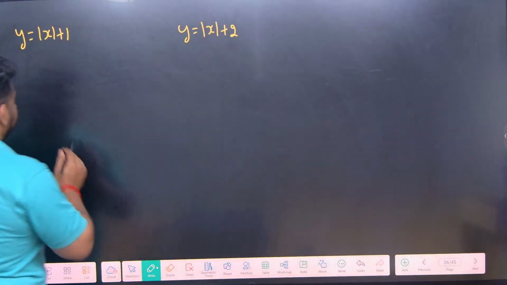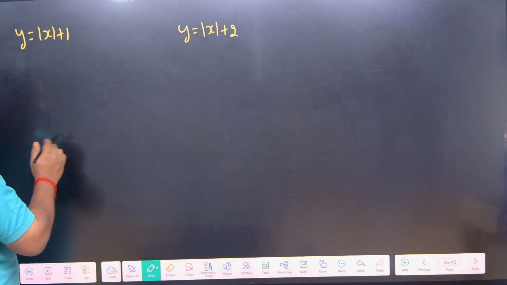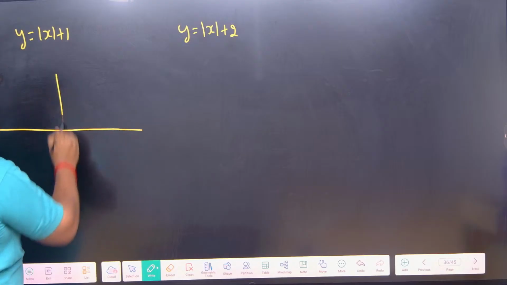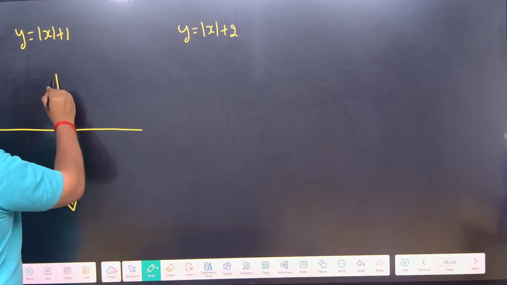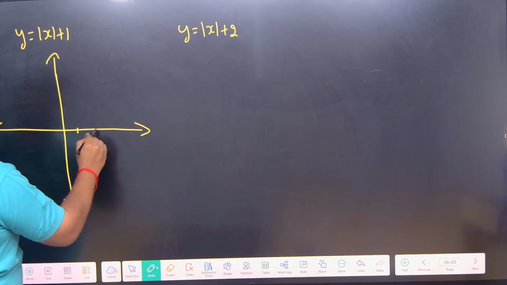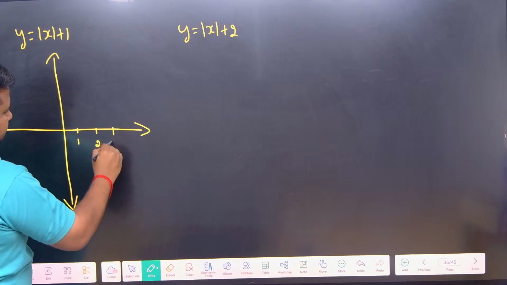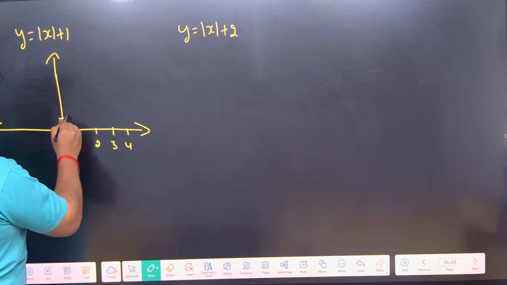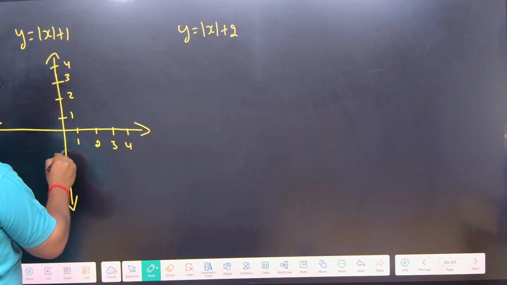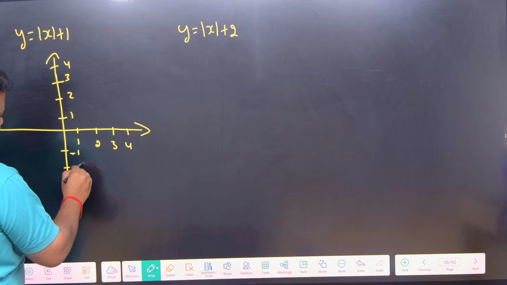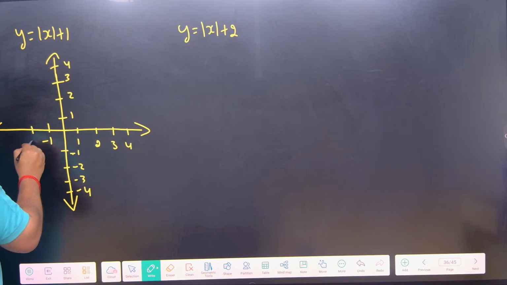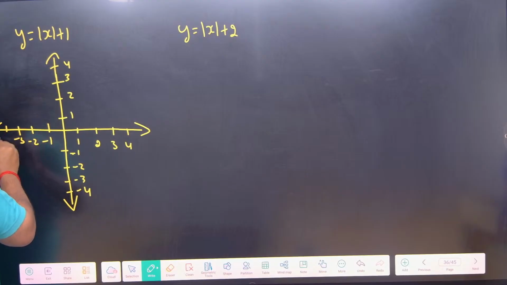First let me draw the graph for y is equal to mod x. So see here, this is the graph I am having. Okay, let there be some values. This is 1, 2, 3, 4. This is 1, 2, 3, 4. This is minus 1, minus 2, minus 3, minus 4. This is minus 1, minus 2, minus 3, minus 4.